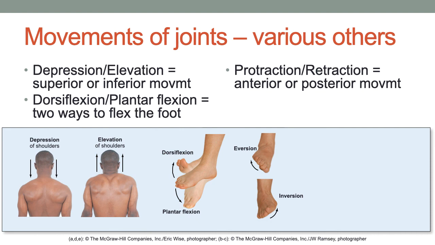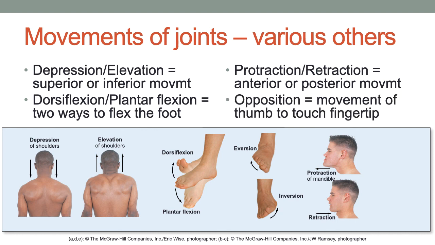Protraction and retraction, this is an anterior or posterior movement. So here you see a protraction of the chin or mandible forward, or retraction, moving it back. Finally, opposition, and this happens at the thumb. This is movement of the thumb to touch the fingertip as shown here.